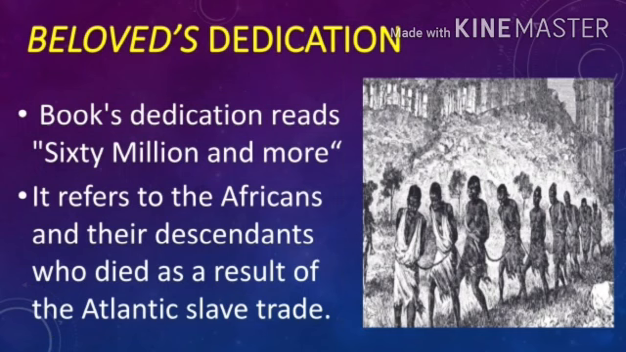Dedication part of the novel Beloved. The book's dedication reads, "Sixty million and more." It refers to the Africans and their descendants who died as a result of the slave trade.